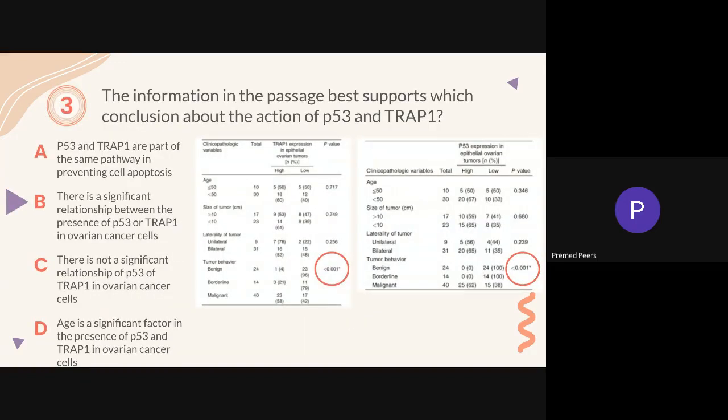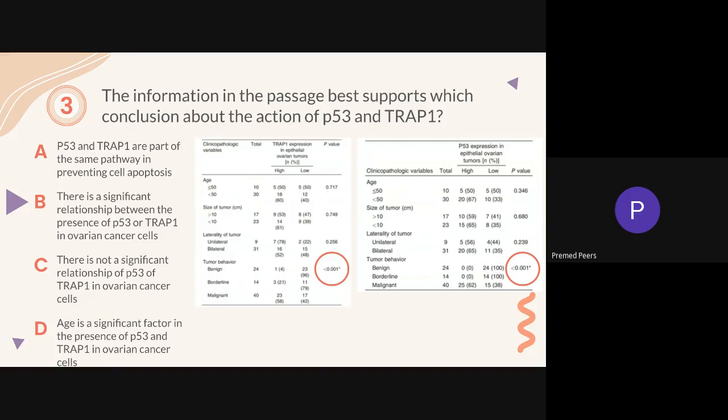As we can see in both figures, the p-value is less than 0.001, which indicates a significant relationship. Generally, the p-value should be less than 0.05 for something to be significant. It also makes sense that p53 is a tumor suppressor gene, so a high expression of mutated p53 would be expected to cause malignant tumors.